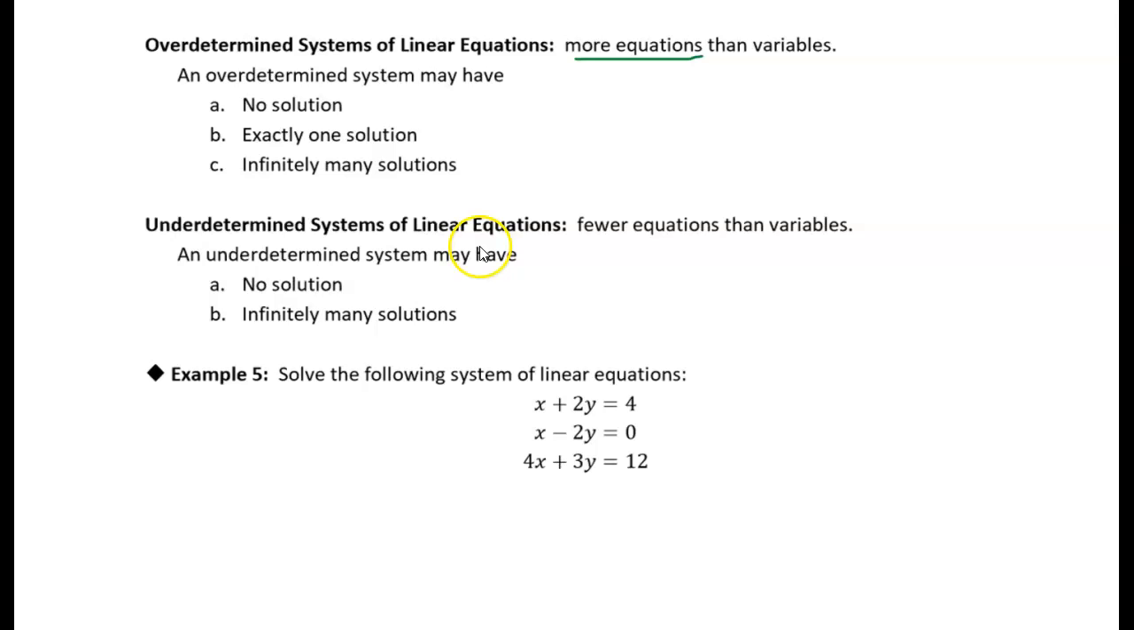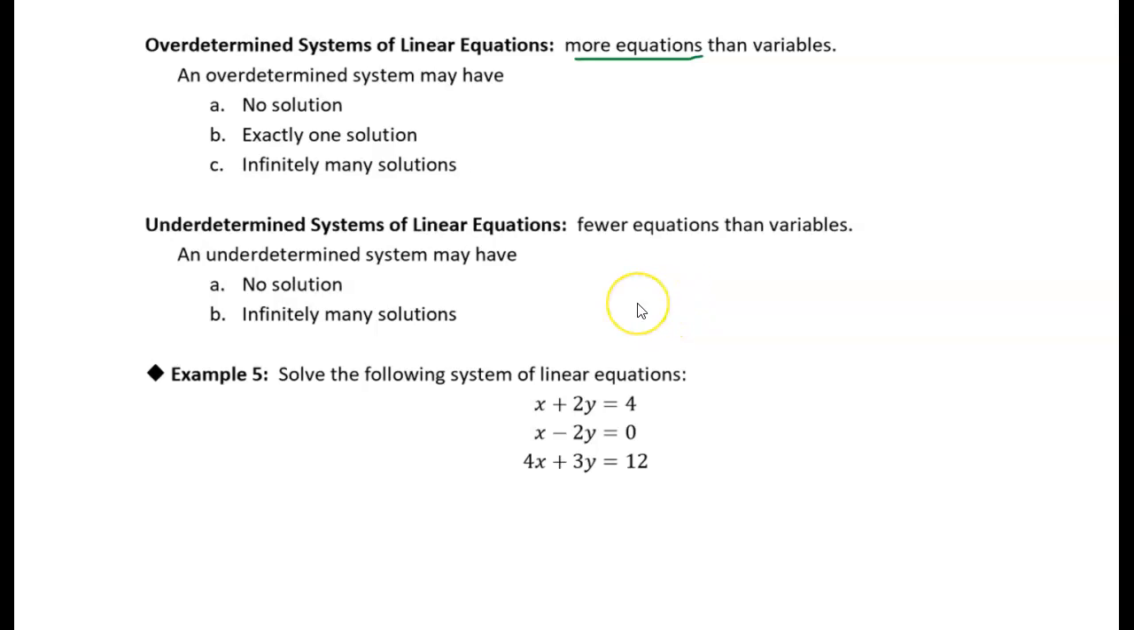Now, in an underdetermined system of linear equations, you have fewer equations than variables. In a situation like this, you really don't have enough information to ever get a unique solution. So you're either going to get no solution, in the case where these equations are parallel to each other, or you get infinitely many solutions.